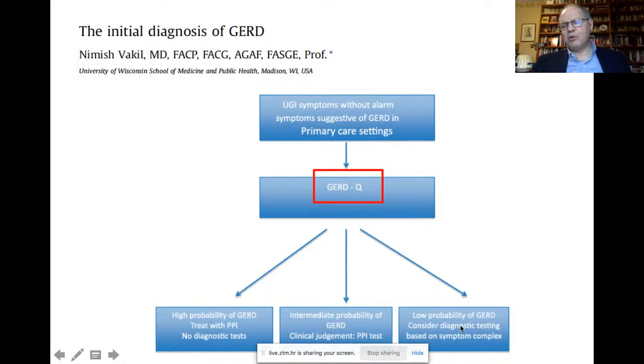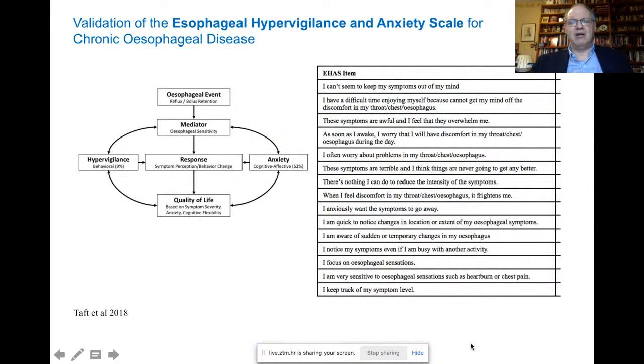And there are patients with low probability of GERD, where you need to perform tests to confirm or reject the diagnosis. A new thing that I'm very excited with and strongly suggest you to use is a questionnaire for esophageal hypervigilance, an anxiety scale. This is a questionnaire published in 2018 by the Chicago group, and it is very useful to detect patients with hypervigilance, which is a very important confounder factor in symptoms perception.